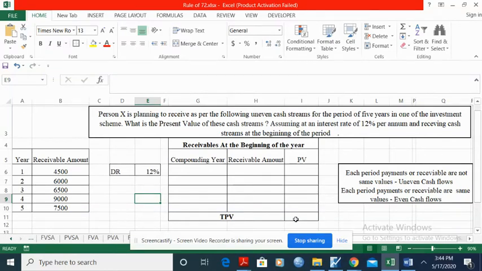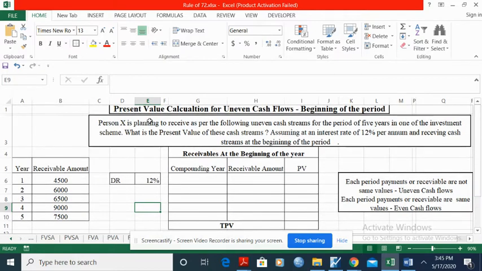In today's session, let's understand how to calculate present value for uneven cash flows, assuming that these cash flows are happening at the beginning of the period. In the last video, we discussed the cash flows which are happening at the end of the period. What is the difference between beginning of the period and end of the period? We discussed in the last video also.